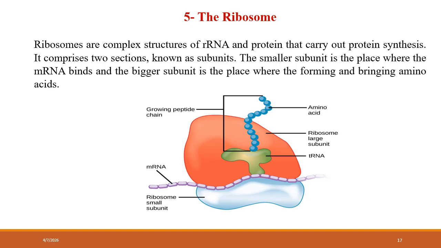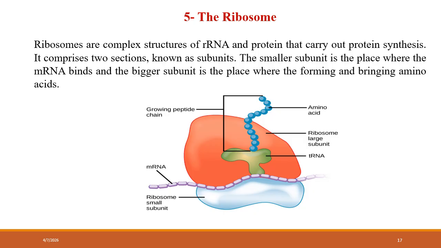The ribosome is a complex structure of RNA and protein that carries out protein synthesis. It comprises two sections known as subunits. The smaller subunit is the place where the messenger RNA binds, and the bigger subunit is the place where amino acids are formed and brought together.